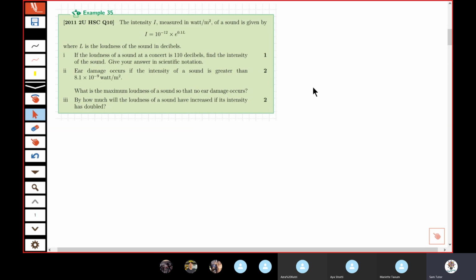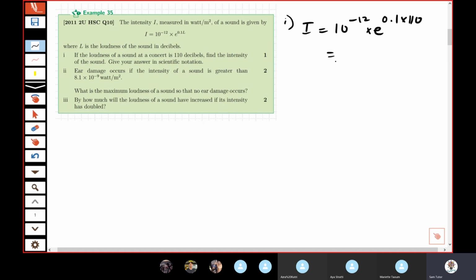All right. If the loudness of a sound at a concert is 110 decibels, find the intensity of the sound, give your answer in scientific notation. What an easy 1 mark for a question 10. All you had to do was sub in 110 for L. So I equals 10 to the power of -12 times e to the power of 0.1 times 110. Answer in scientific notation. So easy.